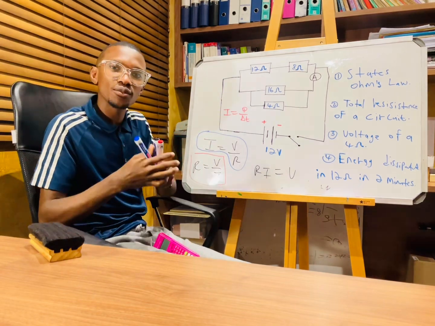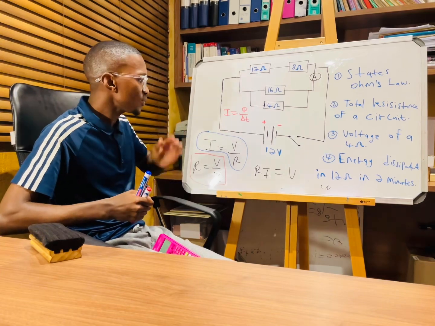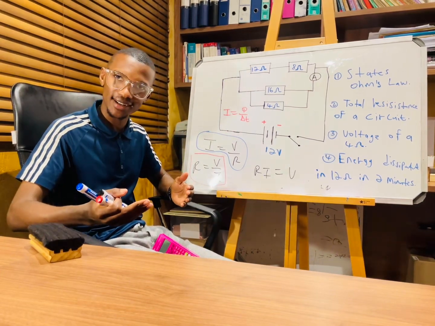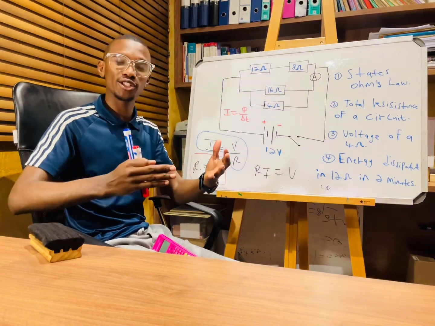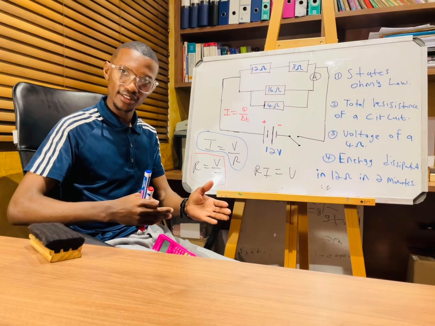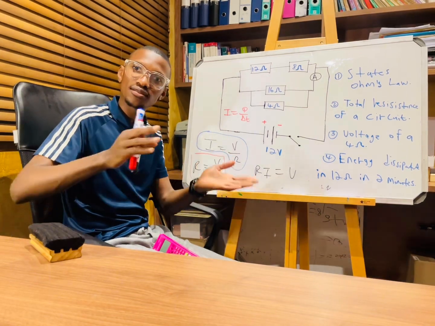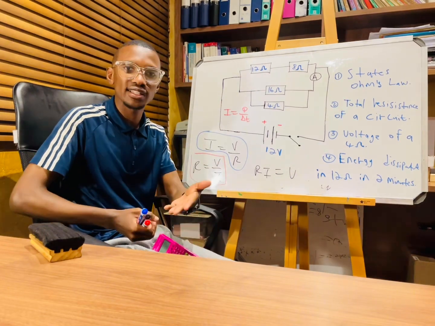Don't worry, it's the same thing. I'm going to explain to you. So basically, Ohm's law states that the electric current in a conductor is directly proportional to the voltage across the terminals of a battery and inversely proportional to the what? To the resistance. At what? Constant temperature. There are certain conditions, basically. That is what Ohm's law states.